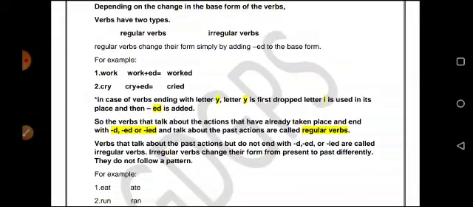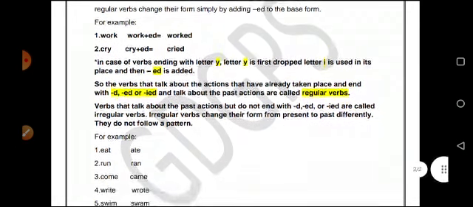Yes, work becomes worked with an ed. Cry becomes cried with ied. See, now in case of verbs ending with the letter y, y is first dropped, letter i is used in its place, and then ed is added. So the verbs that talk about action that have already taken place and end with d, ed, ied, and talk about the past actions are called regular verbs.